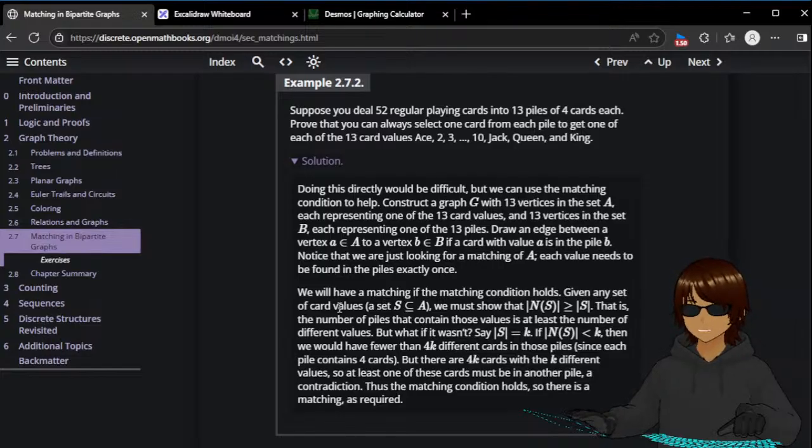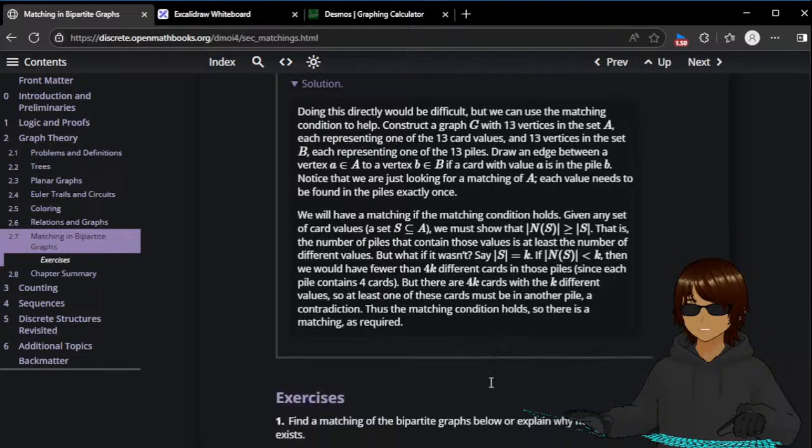We will have a matching if the matching condition holds. Given any set S of card values, a subset of A, we must show that the number of neighbors of S is greater than or equal to the number of elements in S. That is, the number of piles that contain those values is at least the number of different values. But what if it wasn't? Let's say the number of elements of S is K, and the number of neighbors is less than K. Then we would have fewer than 4K cards in those piles. But there are 4K cards with K different values, so at least one of these cards must be in another pile, a contradiction. Thus the matching condition holds, so there is a matching as required.